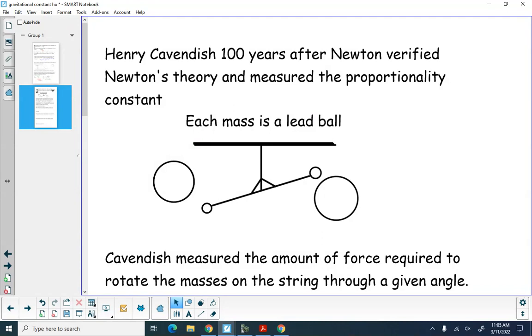He had a string, and he had two smaller lead balls on the ends of a stick. And then he had two bigger lead masses that he had positioned out here, and the string would start to rotate, the smaller masses turning towards these bigger masses.